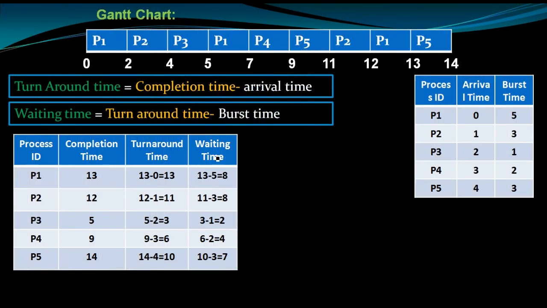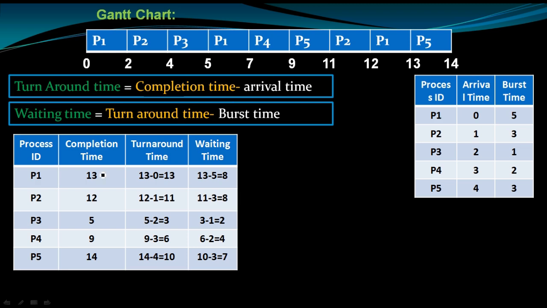Okay, so this is the Gantt chart that we have prepared. In the previous lecture also we prepared the same Gantt chart. So this is the same Gantt chart as in the previous video, and nothing is changed in it. So you can prepare the same Gantt chart. And now here we are calculating the turnaround time, that is the completion time minus arrival time.